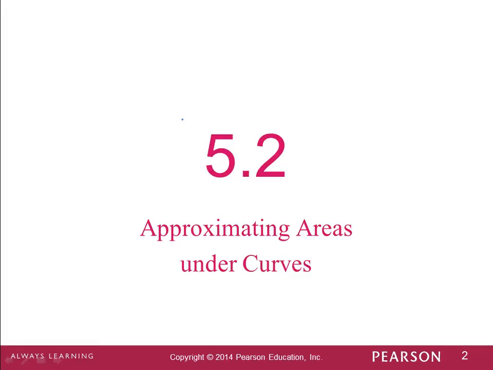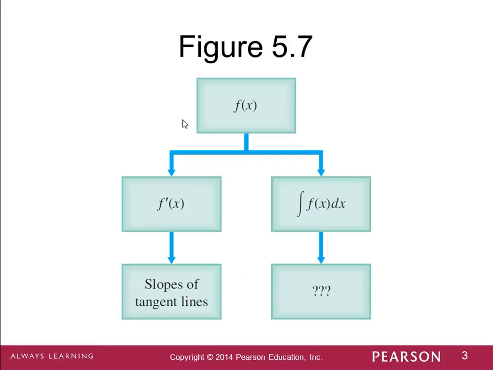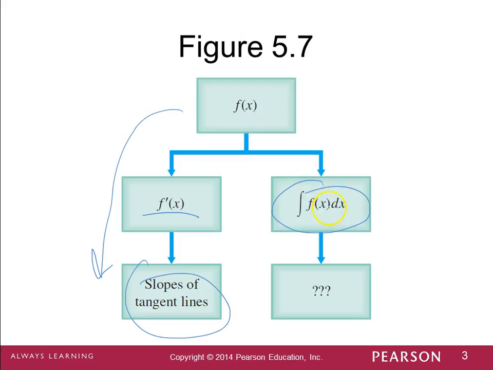In this video, we're going to take a look at approximating areas under curves. In the past, we've looked at derivatives, and the derivative of a function tells us the slope of a tangent line or an instantaneous rate of change. That's one of the implications of a derivative, and then there were several applications after that. Now we have this technique of anti-differentiation, or integration, and our question is, what does this tell us?